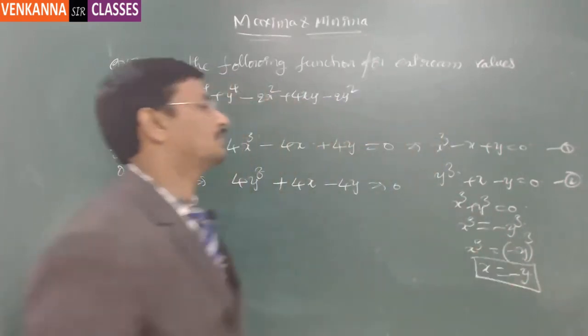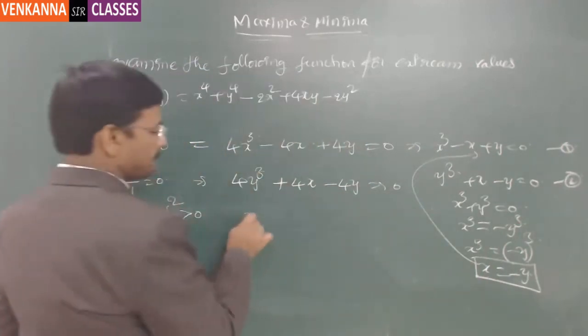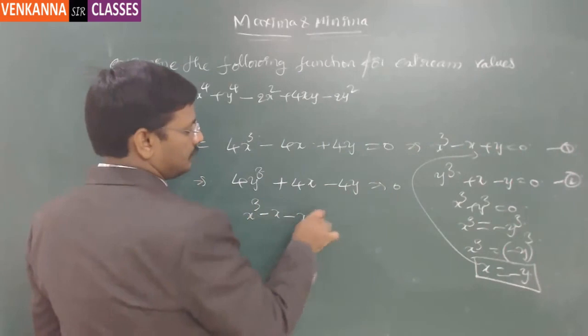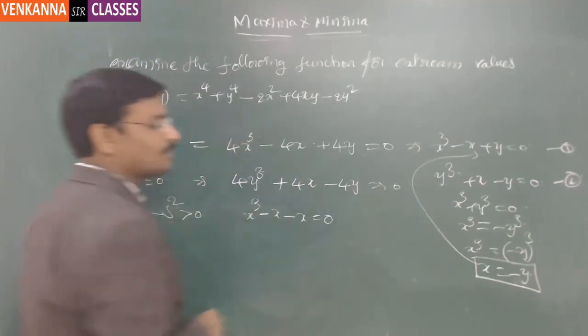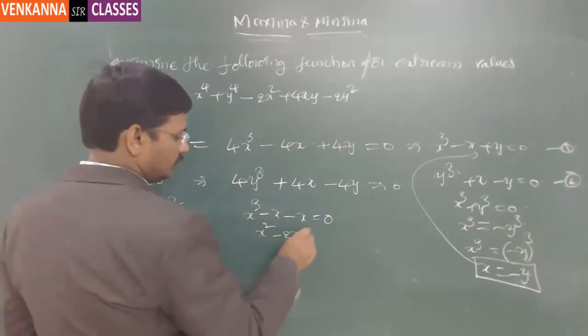And this is the condition. So if I equate x is equal to minus y in any one of the equations, then x cube minus x minus y minus x is equal to 0. So plus y will become minus x. Then x cube minus 2x equal to 0.